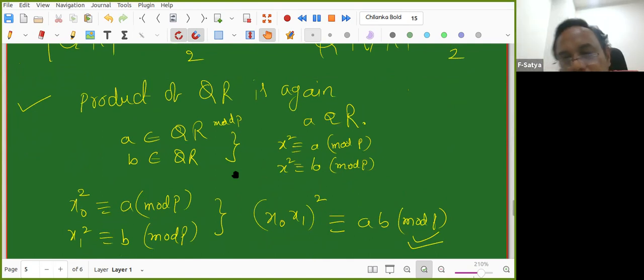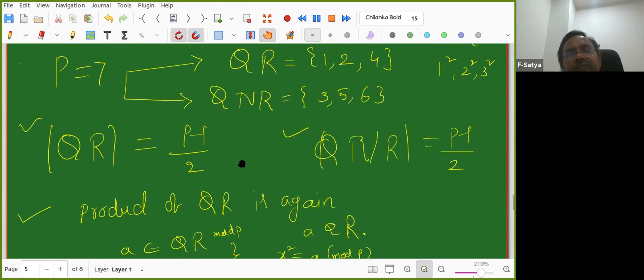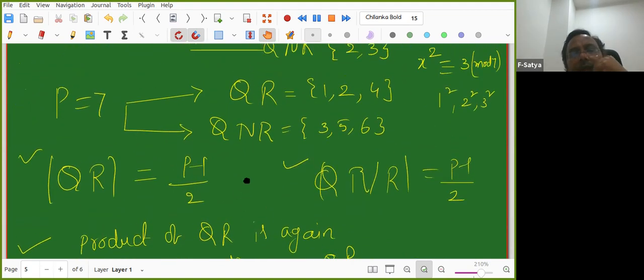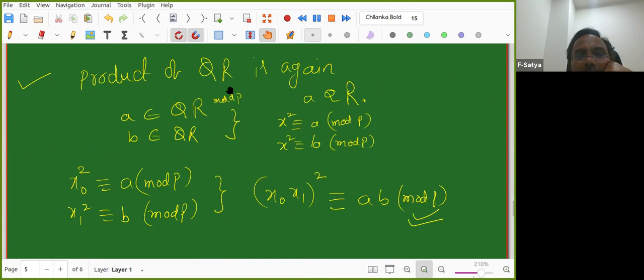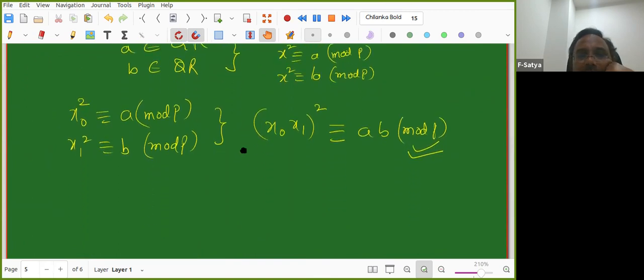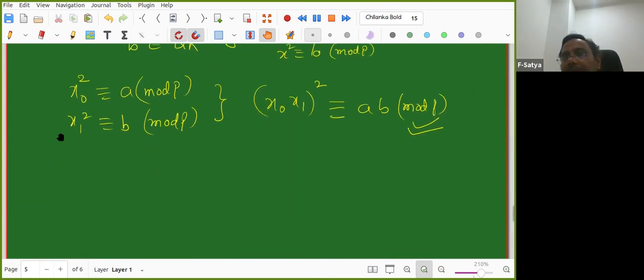Any other observations you want to make? Half of them are quadratic residues, half of them are quadratic non-residues. Wonderful. And the product of quadratic residues is again a quadratic residue. In fact, you proved it is a group. So good. Next.